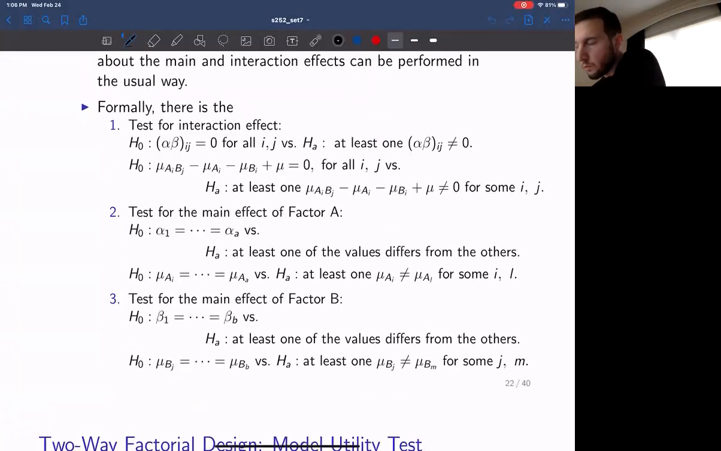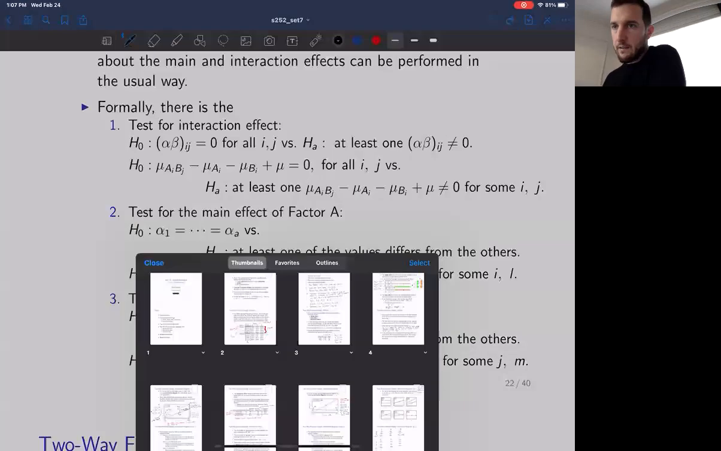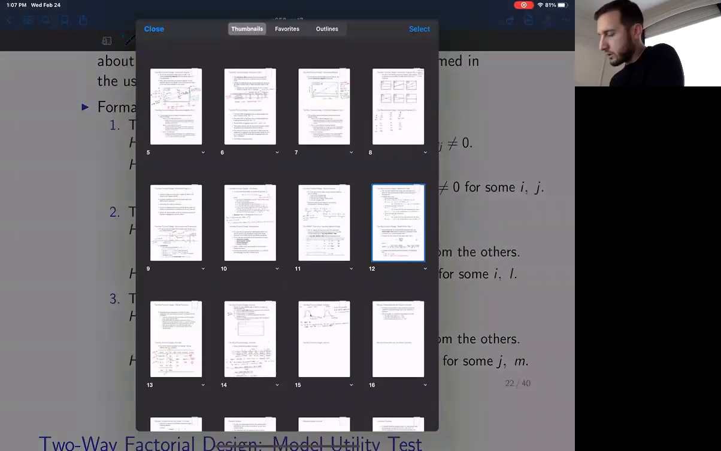So we can write this in a few ways. For example, we can say H naught: all alpha beta ij are equal to 0 across all ij, versus at least one of them is different from 0. We can also write it in another way where we have a more complex formula that makes use of the relationship between the means. Or we can just say something to the effect of H0, there is no interaction effect, versus HA, there is evidence of an interaction effect. Any of these null hypotheses would be suitable for what we are trying to accomplish.